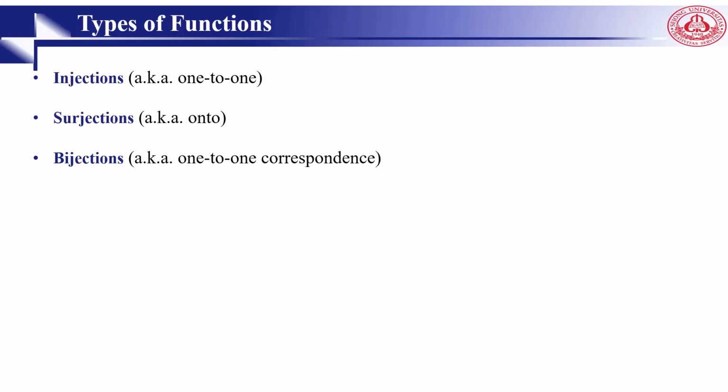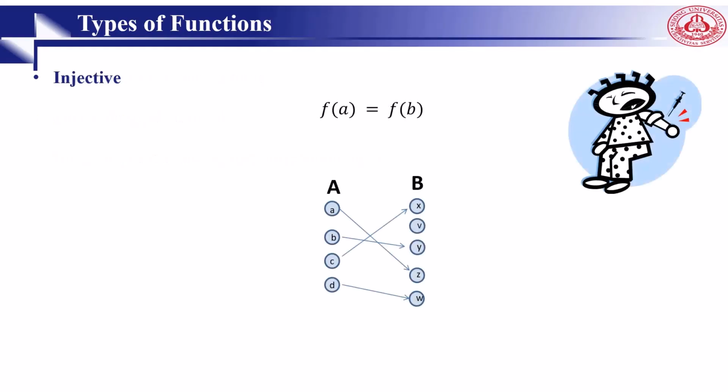Injection functions are known as one-to-one functions. Surjection functions are called onto functions, and bijection functions are called one-to-one correspondence. So let's study them with some examples one by one. Injective functions are defined if we have function f.